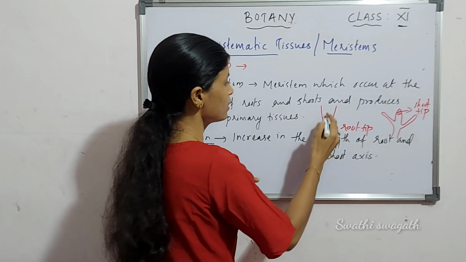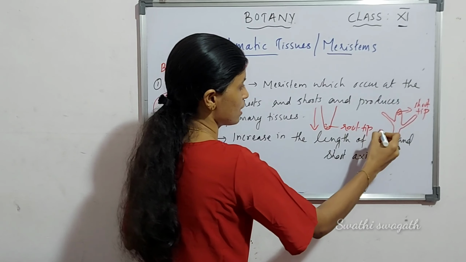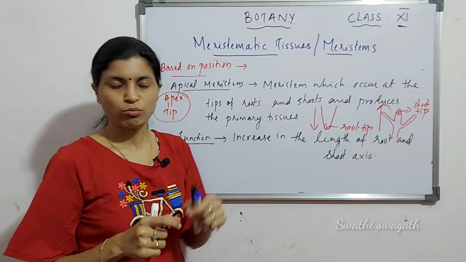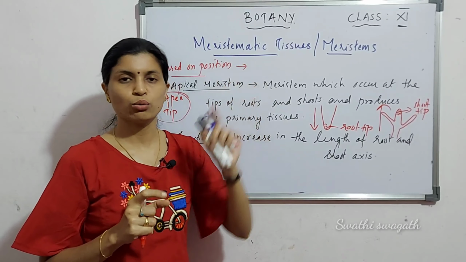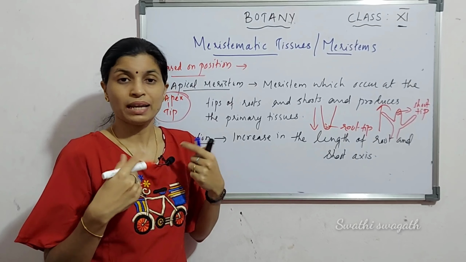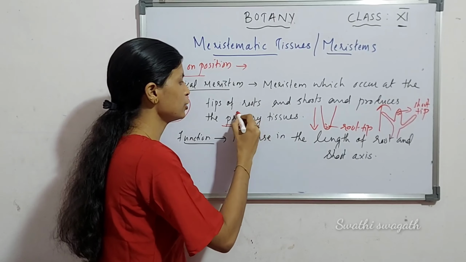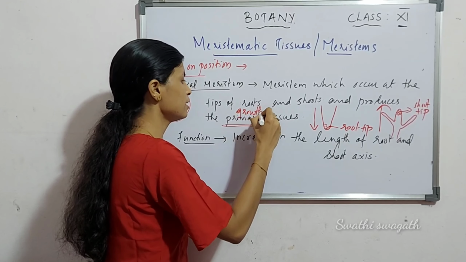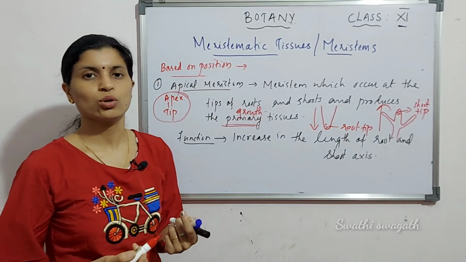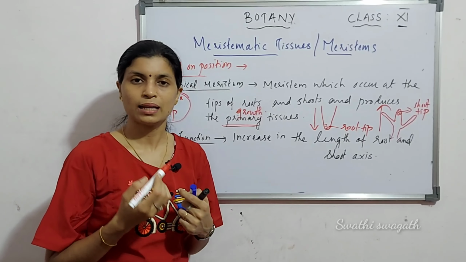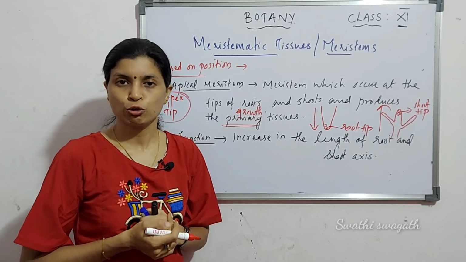As a result, the length of the root increases and the length of the shoot increases. Root in the length, shoot stem in the length helps. But the increase in length is called primary growth. Increasing length is otherwise called primary growth. So mainly this apical meristem helps in the primary growth of a plant.